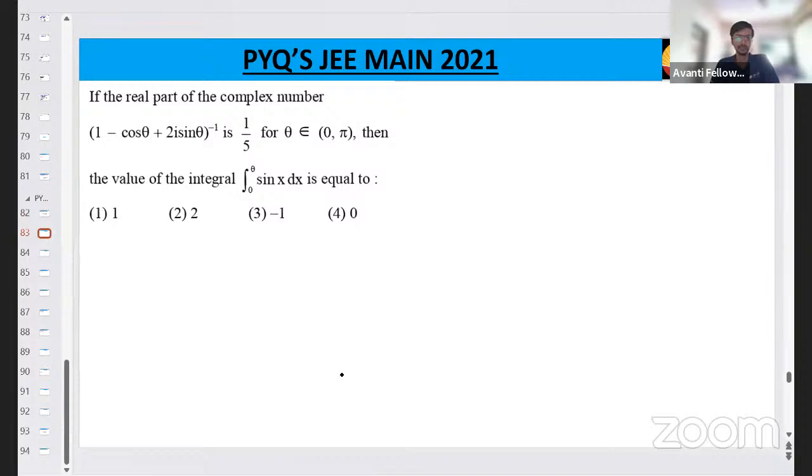First question is here. What is the first question? It says if the real part of the complex number (1 minus cos theta plus 2i sin theta) raised to the power minus 1 is 1 upon 5, then integral. So I hope by now you know integration as well.